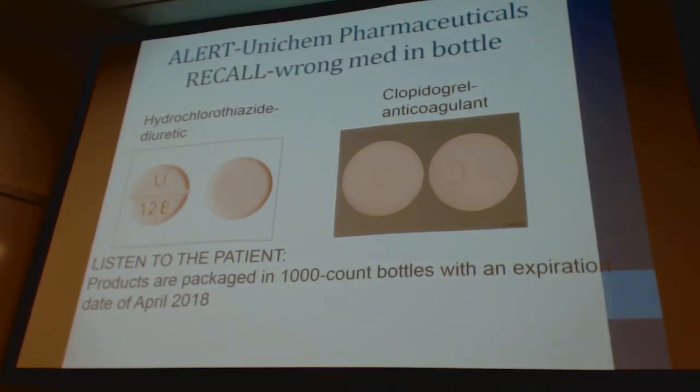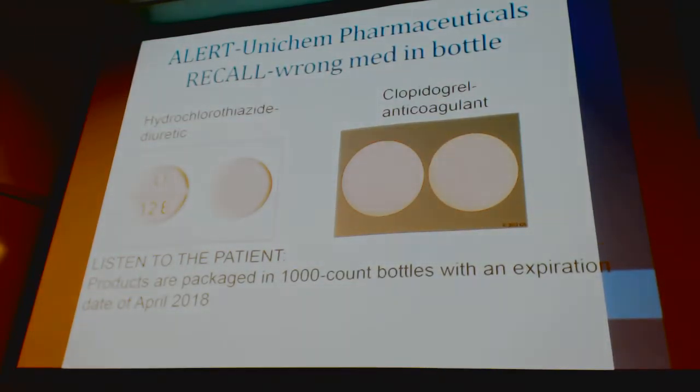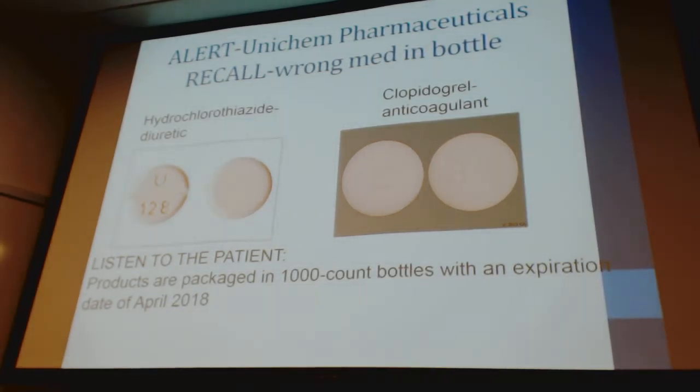Hydrochlorothiazide is a diuretic. Clopidogrel is an anticoagulant. Patient takes the diuretic. It's got the U-128. Sometimes the wrong pills are put in the wrong bottle by the machines that fill the pills. So the patient looks at that and says, that's not mine. Don't argue with the patient.